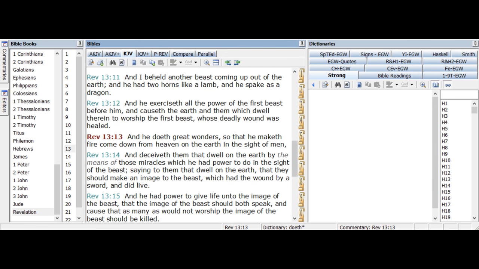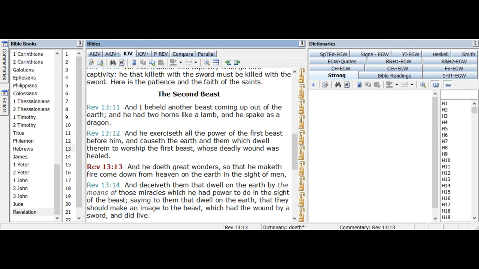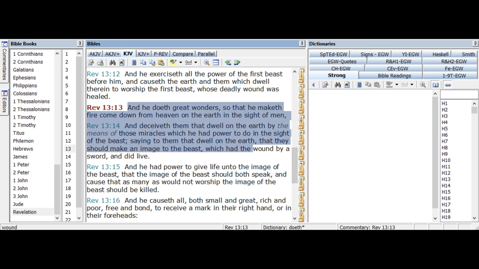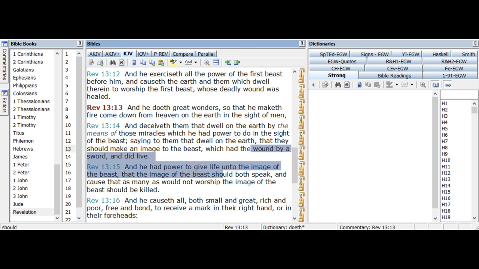So anyways, let's read this again. Watch this. Talking about the second beast. Watch this. And he, the second beast, doeth great wonders, so that he maketh fire come down from heaven on the earth in the sight of men, and deceiveth them that dwell on the earth by the means of those miracles which he had power to do in the sight of the beast, saying to them that dwell on the earth that they should make an image to the beast, which had the wound by a sword and did live. And he had power to give life unto the image of the beast, and the image of the beast should both speak and cause that as many as would not worship the image of the beast should be killed.